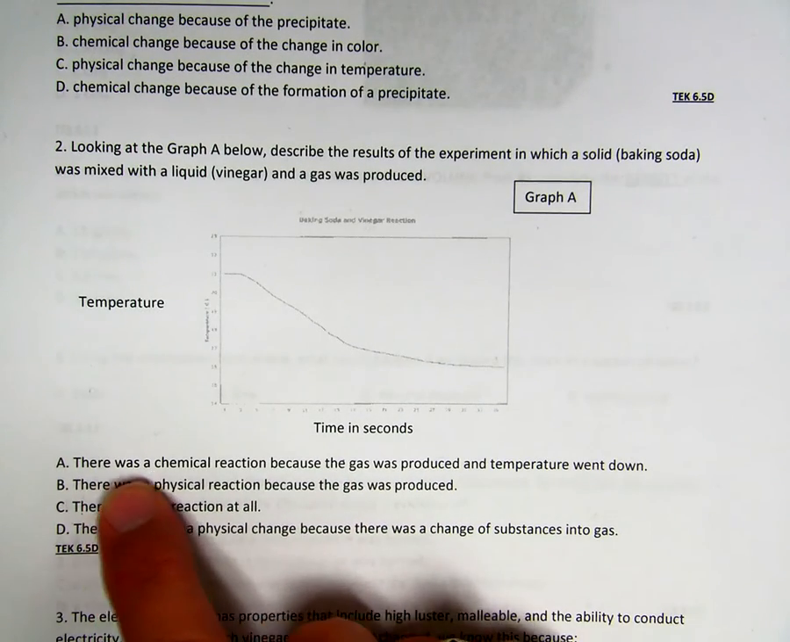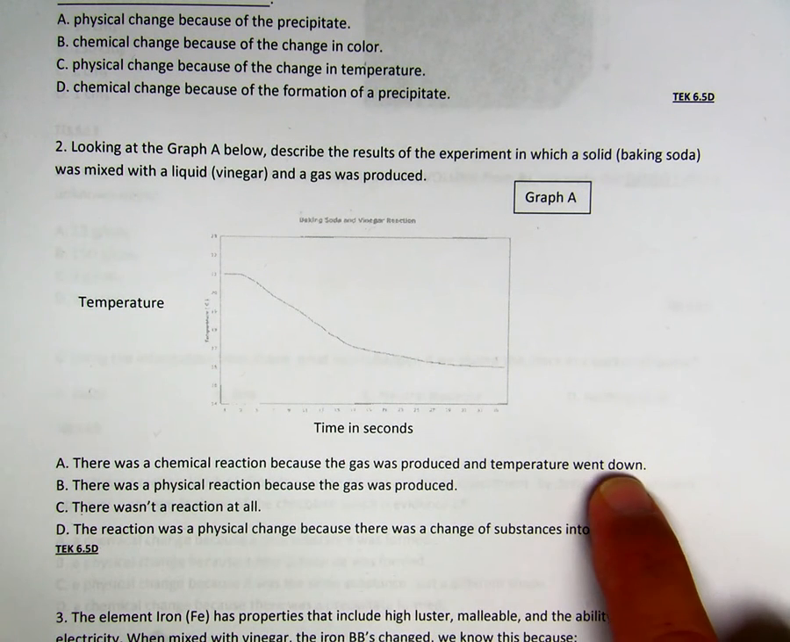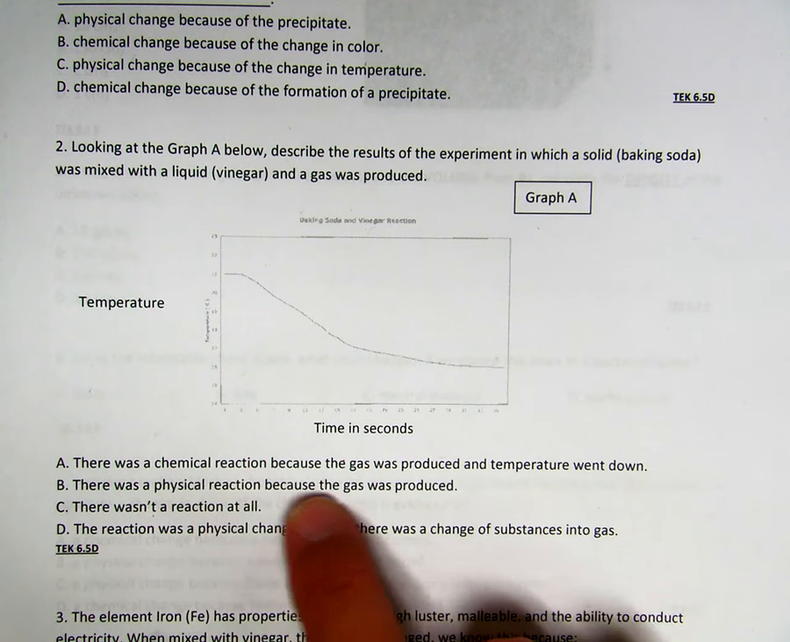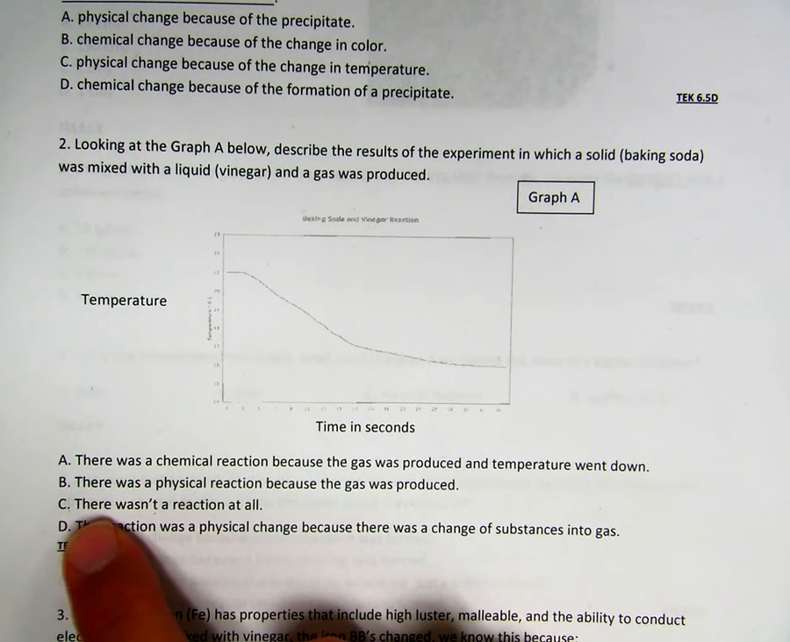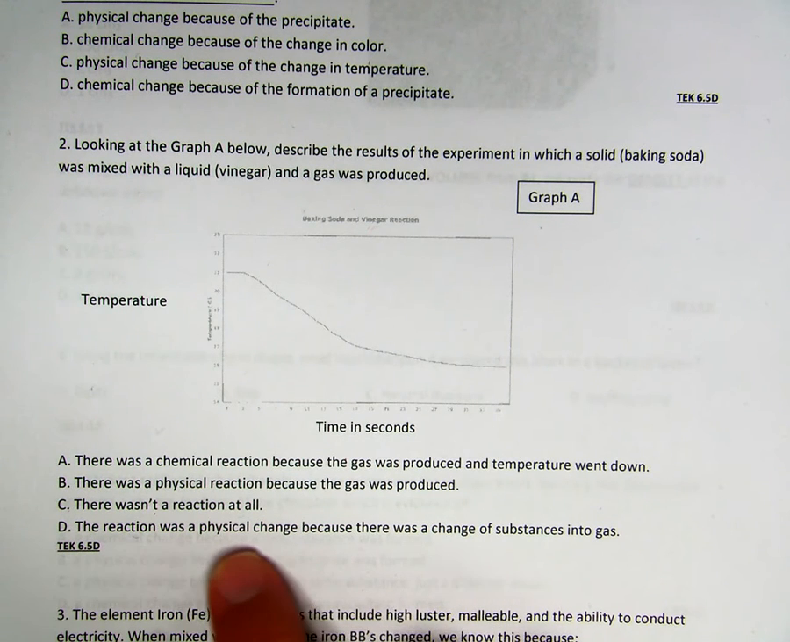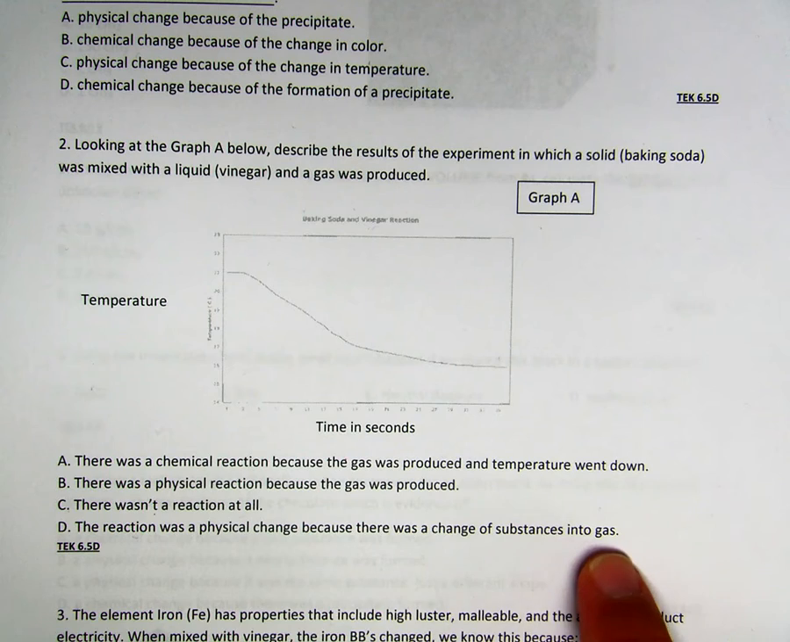Is it A, there was a chemical reaction because the gas was produced and the temperature went down? B, there was a physical reaction because a gas was produced? C, there wasn't a reaction at all? Or D, the reaction was a physical change because there was a change of substances into a gas?